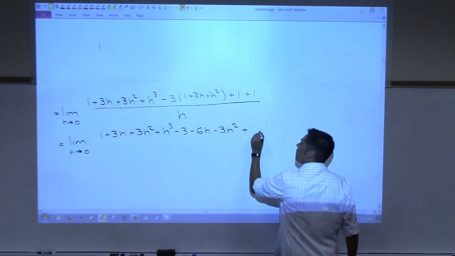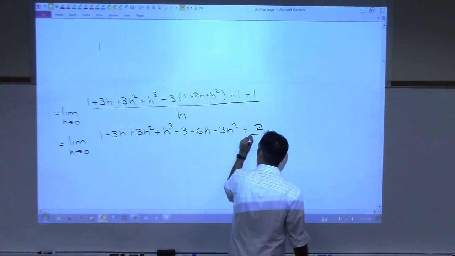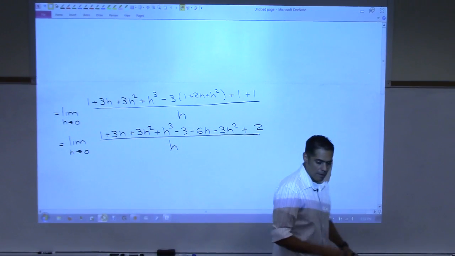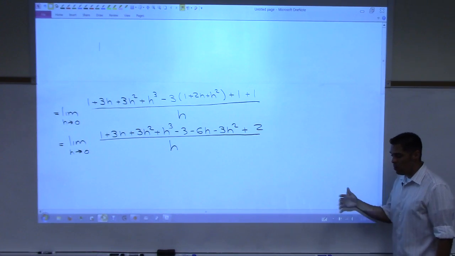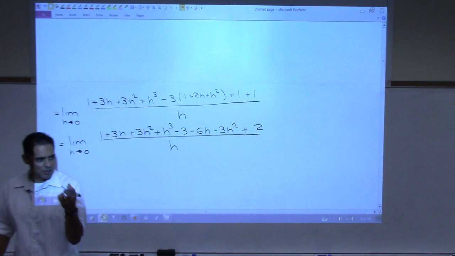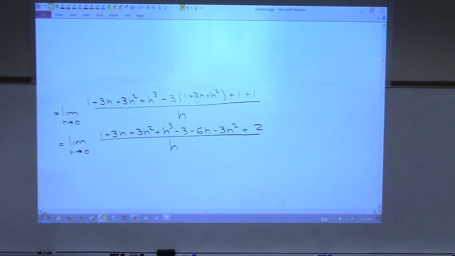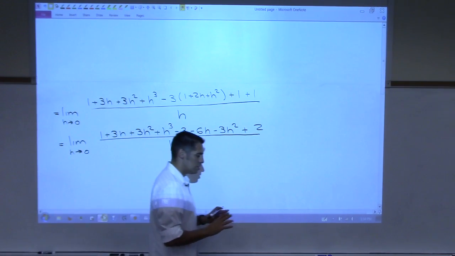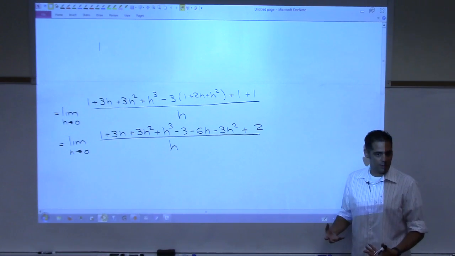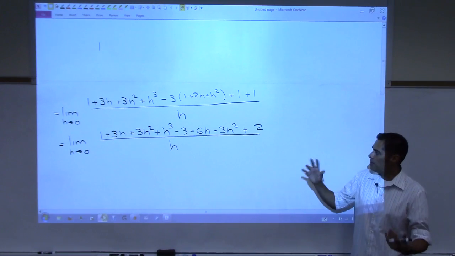Can I just put +2 finally? All over h. When you do your homework from this point on, your hand should hurt when you're done. Okay? I mean, you're going to do a lot of writing. All right. If you've done everything correctly, everything should cancel with the exception of terms that have h's in the numerator. All right, so I'm going to start canceling things out.